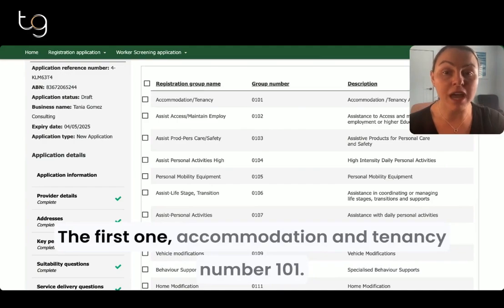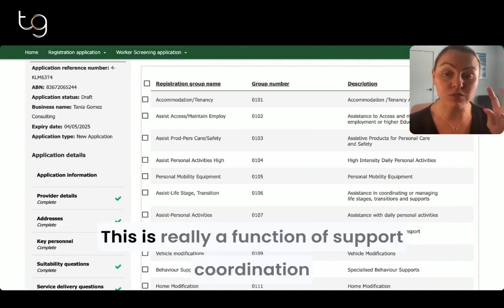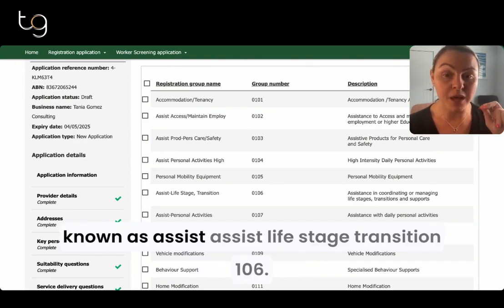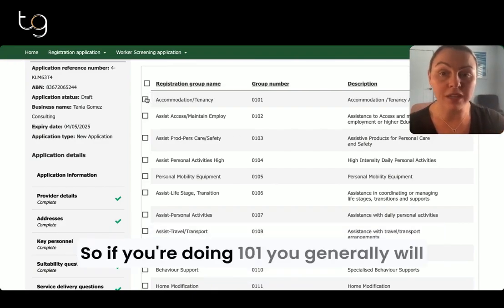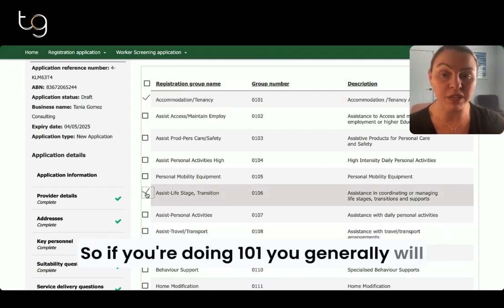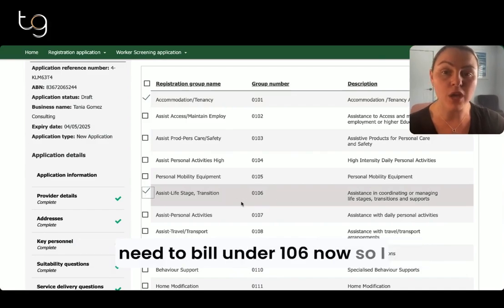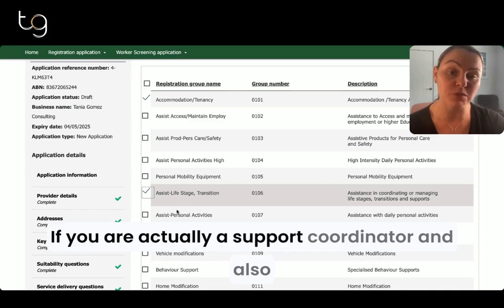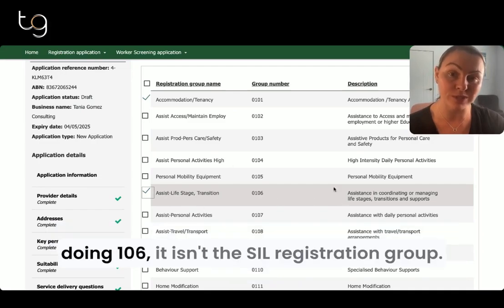The first one, accommodation and tenancy, number 101. This is really a function of support coordination, level 1 and 2 support coordination, which is known as assist life stage transition 106. So if you're doing 101, you generally will need to bill under 106 now. So I would only be adding accommodation and tenancy if you are actually a support coordinator and also doing 106. It isn't the SIL registration group.